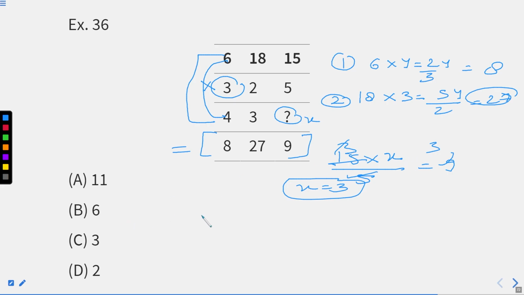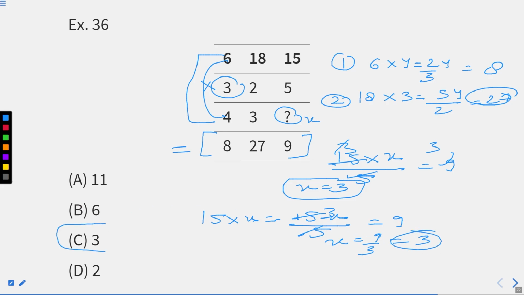I'll do it again for you. What exactly are we doing? 15 multiplied by x comes out to be 15x. And we are supposed to divide it by 5, which is equal to 9. If we divide it by 3, then x is equal to 9 upon 3, which comes out to be 3, which is option number 3, C. So this value is going to be 3. I hope the approach is clear. What we are doing is multiplying this number with this number and dividing by this number. I hope the concept is clear.